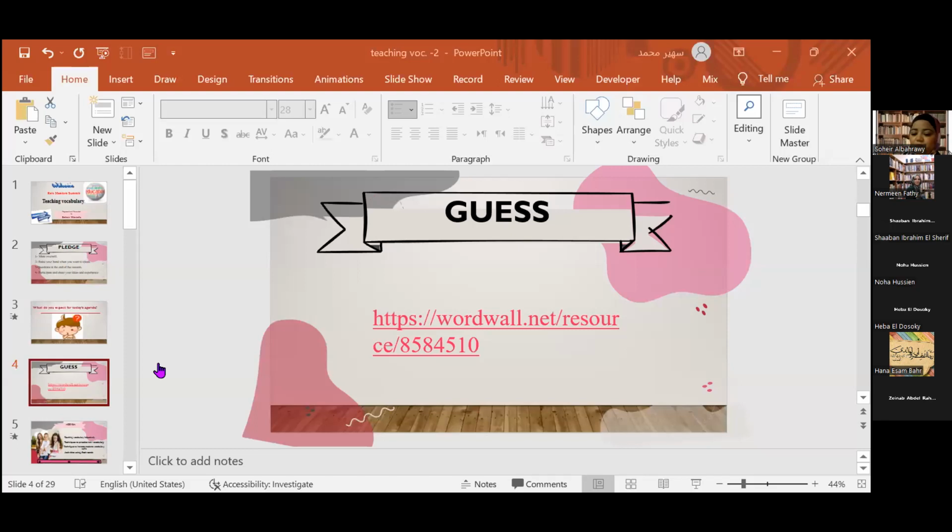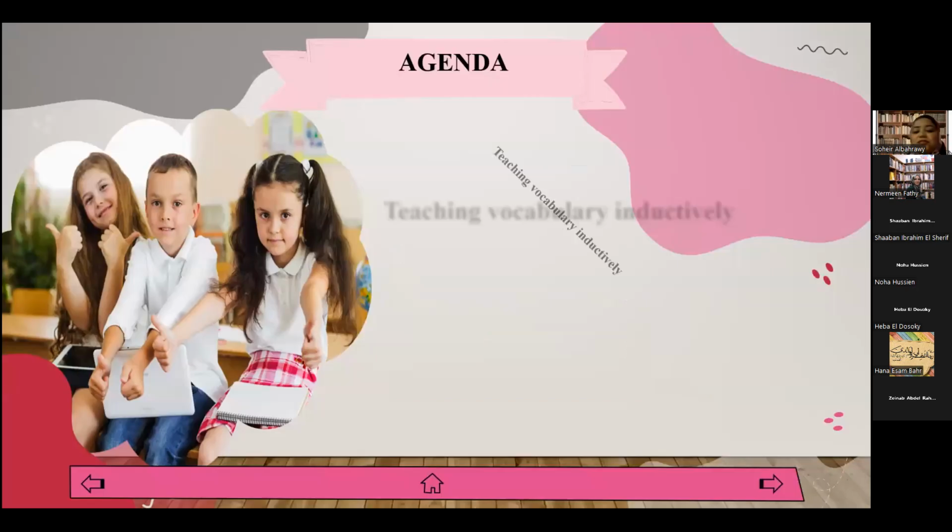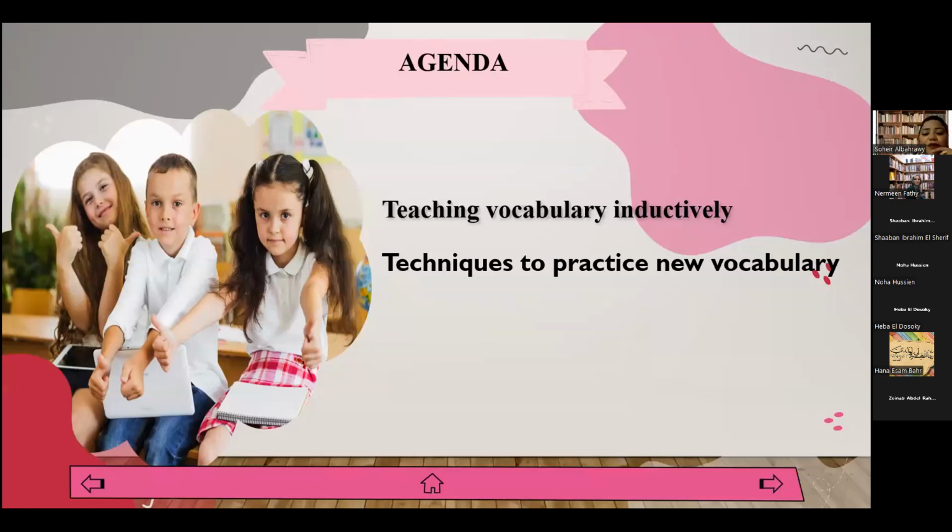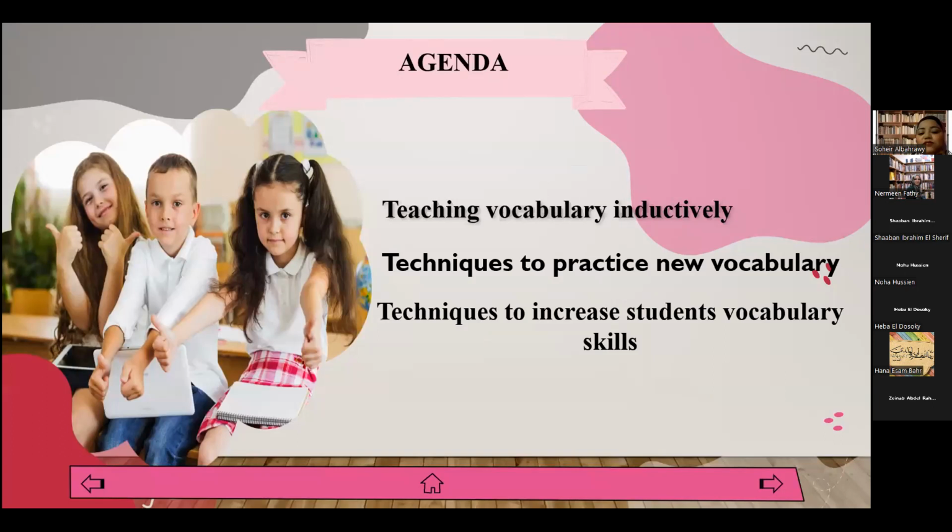Okay. So for today's session, we are going to talk about teaching vocabulary inductively, techniques to practice new vocab, techniques to increase students' vocabulary skills, and finally, activities using flashcards. These are the main ideas that we will focus on today.